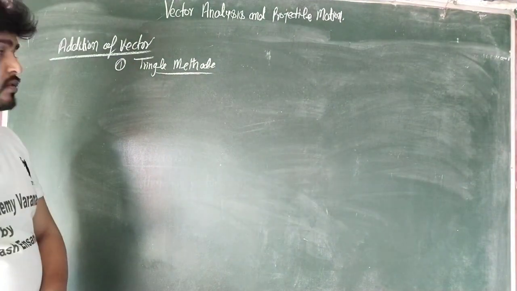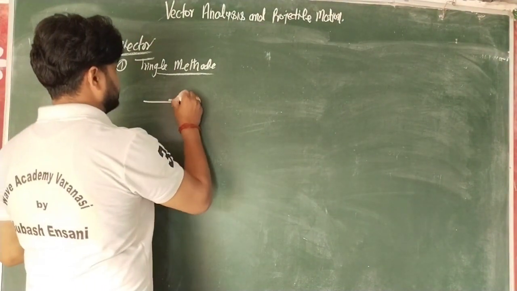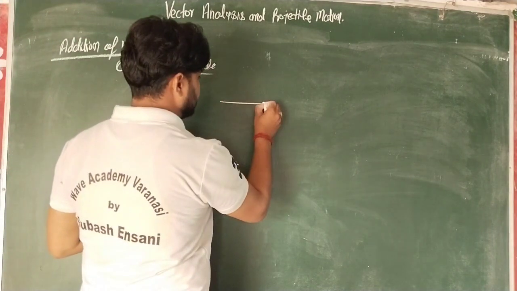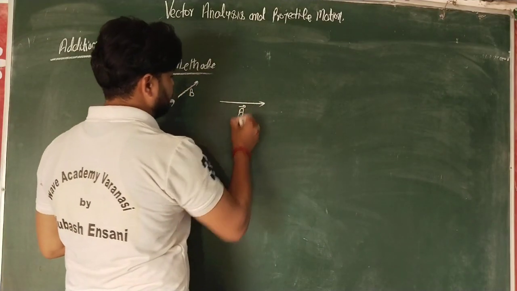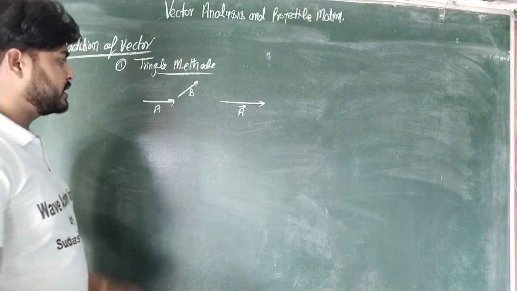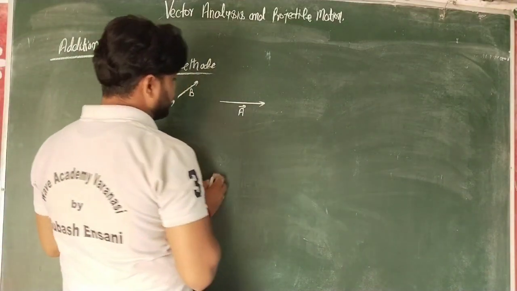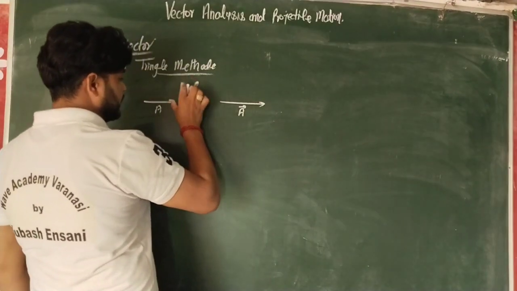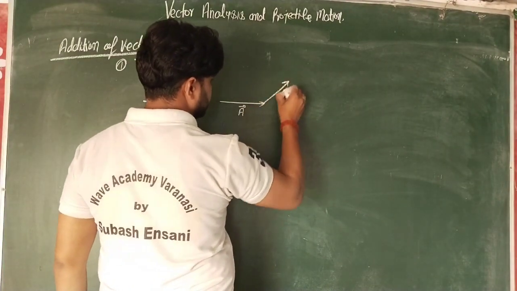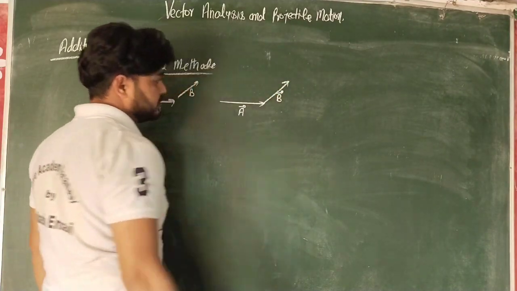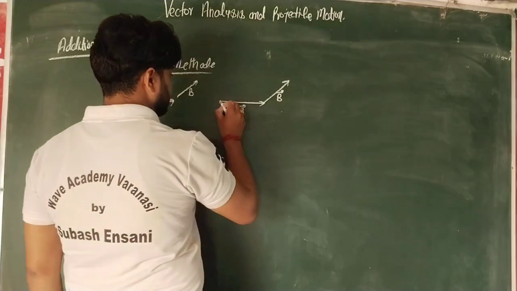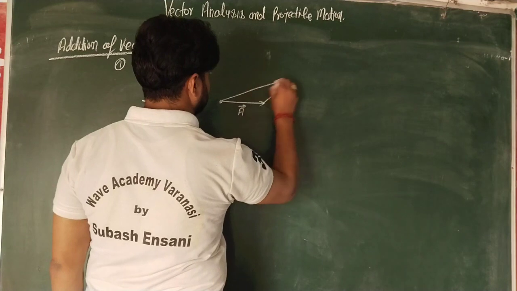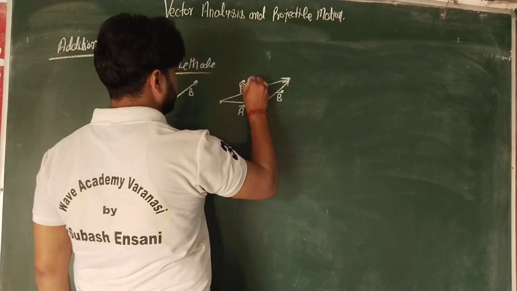First of all, suppose there are two vectors in direction and magnitudes A and B. First of all, we draw vector A in the same direction as given. And then we put the tail of B at the head of A in the same direction, and then when we join the tail of A with the head of B, that is the addition of vector A and vector B.